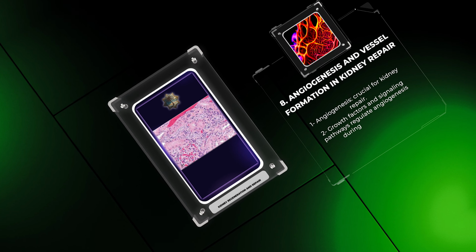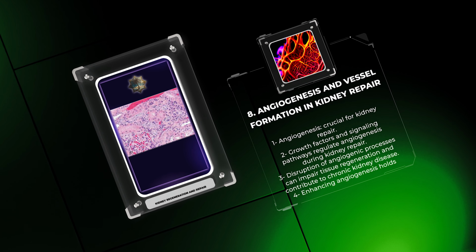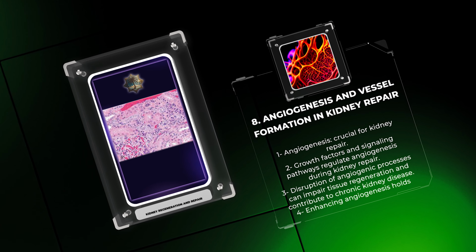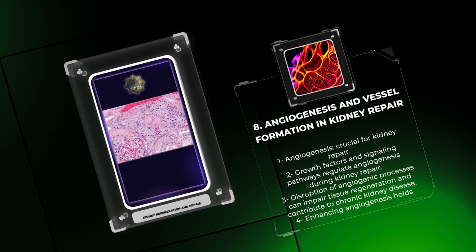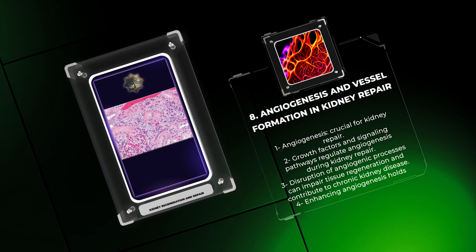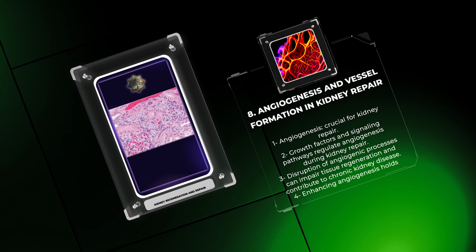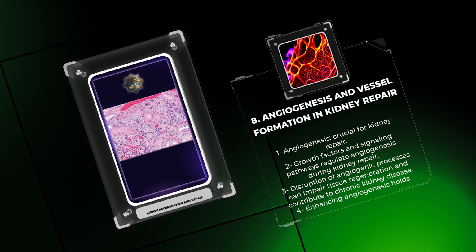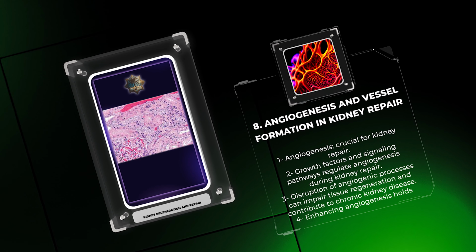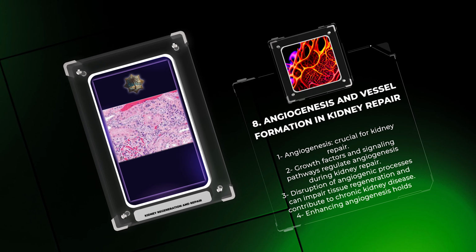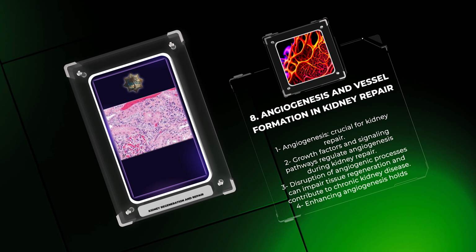Angiogenesis, the formation of new blood vessels from pre-existing ones, is crucial for kidney repair. Adequate blood supply is necessary for the delivery of oxygen, nutrients, and signaling molecules essential for tissue regeneration. Growth factors and signaling pathways, such as vascular endothelial growth factor, VEGF, and Notch signaling, play pivotal roles in regulating angiogenesis during kidney repair. Disruption of angiogenic processes can impair tissue regeneration and contribute to the development of chronic kidney disease. Enhancing angiogenesis through targeted interventions holds promise for promoting efficient kidney repair and functional recovery.